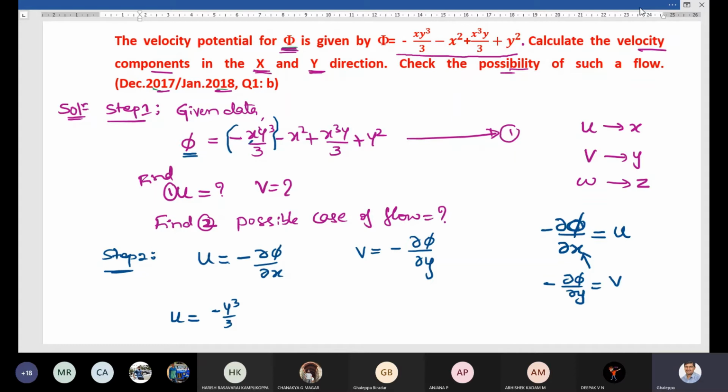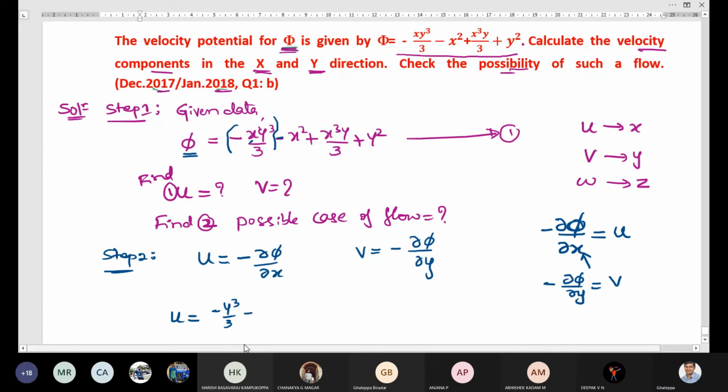Minus sign is there in the formula, you take minus. Differentiation of x square is 2x. Plus is there in the formula, you take plus. What is the differentiation of x cube y by 3? We are differentiating with respect to x. So y by 3, x as a constant, you take outside. What is the differentiation of x cube? 3x square is the differentiation.